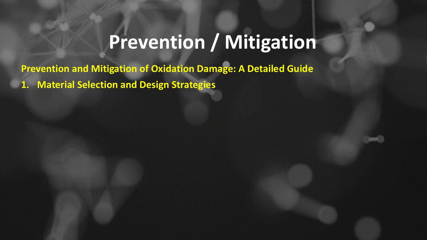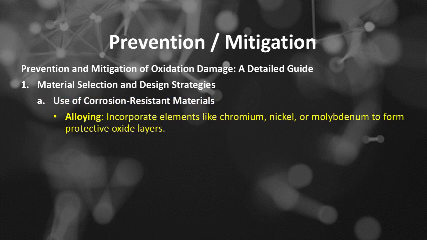Number 1 of prevention and mitigation of oxidation damage is material selection and design strategies. Number A of material selection and design strategies is use of corrosion-resistant materials. Alloying: incorporate elements like chromium, nickel, or molybdenum to form protective oxide layers.